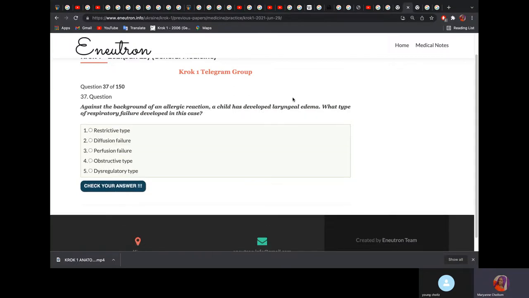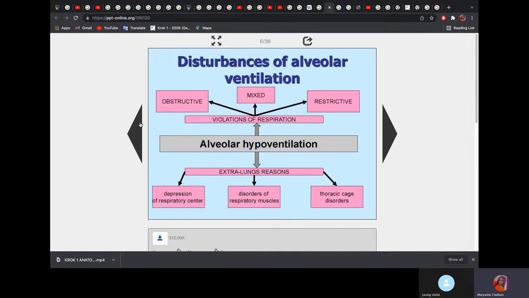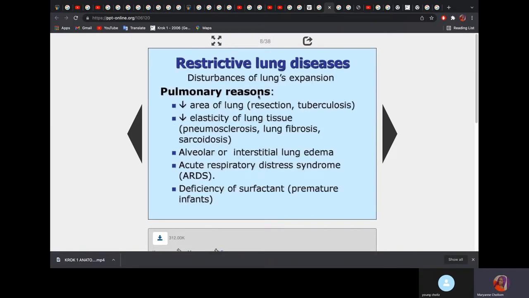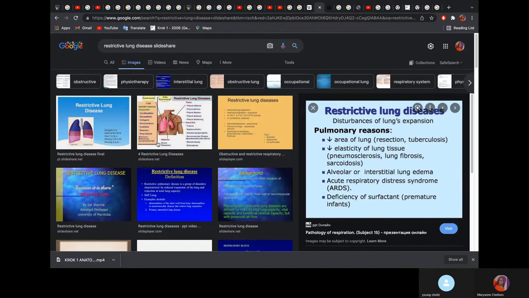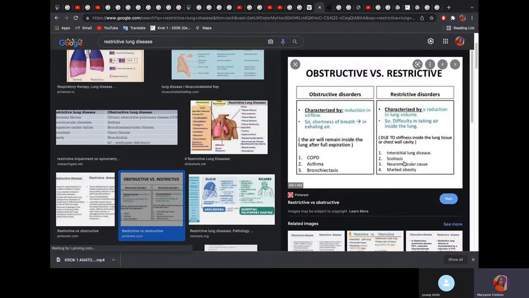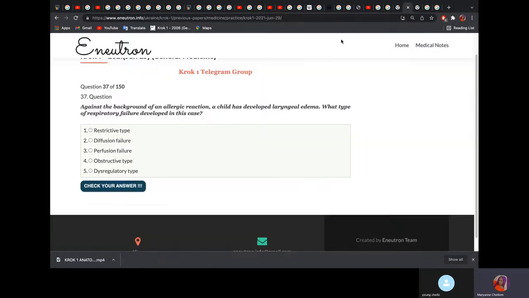Against the background of an allergic reaction, a child developed pharyngeal edema. What type of respiratory failure developed in this case? I think I explained this so perfectly in the pathophysiology lecture, but just look in case anybody wants to remember. Obstructive lung diseases, these are the causes. You can see spasm of the larynx, yes? And you can see the causes here. And then restrictive lung disease, you can see the causes here. These are the diseases under obstructive, and these are the diseases under restrictive. In obstructive, it's more difficult for the person to exhale air, and in restrictive it's more difficult for them to inspire air. So it will be obstructive because of this laryngeal edema.